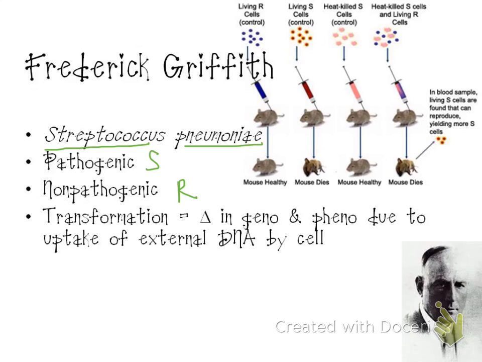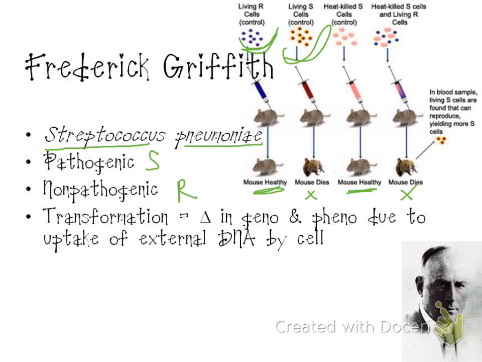And so he injected each into mice. R cells, mouse is okay. S cells, death. And so then he heat killed some S cells and injected them into the mouse. Mouse is okay. And then he heat killed S cells and mixed them with living R cells, and the mouse dies. Oh, I'm sorry, I forgot the sign for death.